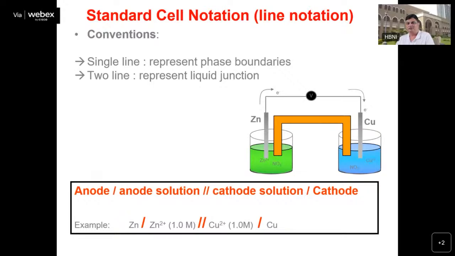And these are the general standard cell notations. Whenever a single line is there, it represents a phase boundary. That is the zinc, which is a solid, and the zinc in the +2 state, that is the zinc sulfate solution, which is only 1 molar. And that has been denoted by a salt bridge, because a double line represents a liquid junction, which is called a salt bridge. So this is how we write the various notations for any kind of cell reaction.